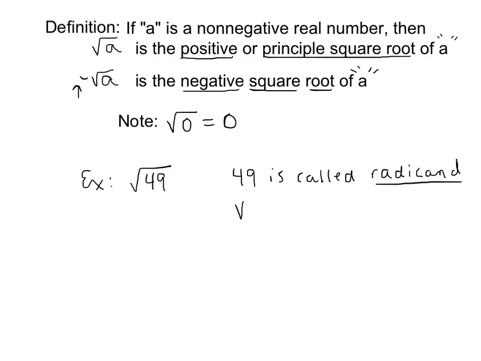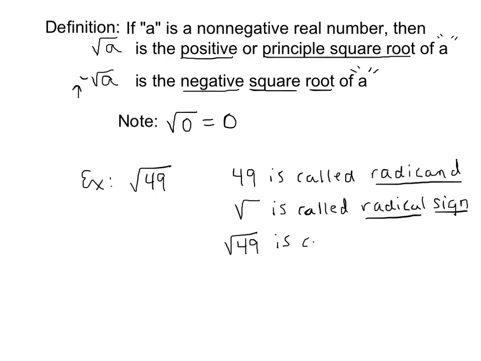When we look at the square root symbol, that is often called the radical sign. And when we take a look at the entire expression together, the square root of 49, that is called a radical expression. So those are some phrases that you will hear me using throughout this particular chapter.